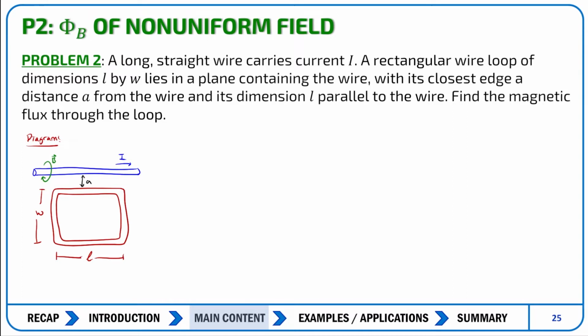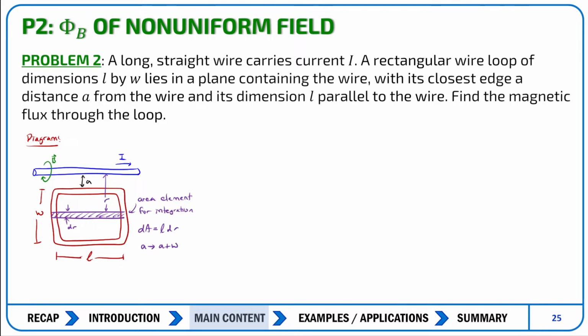So we're going to split this up. So we have a section dr over here, and this is going to be a distance r away from the wire. So this is then going to become our area element for integration. So if we split the area into thin strips of dr, we can use dA is equal to L dr, and then we have to integrate from a to a plus w.